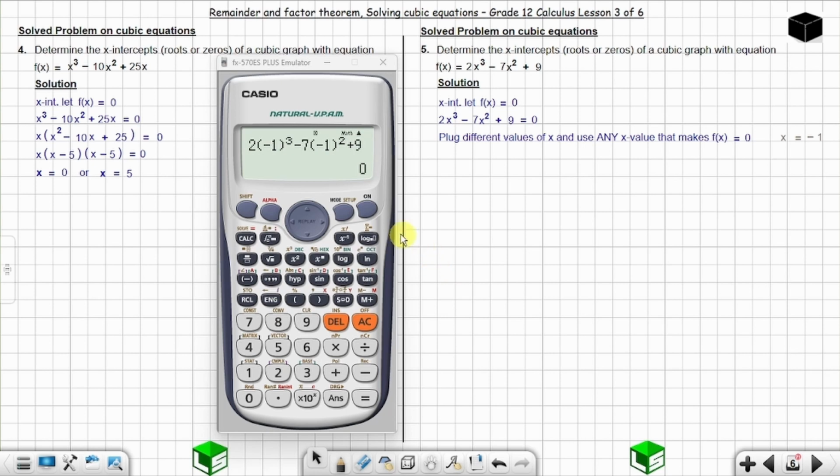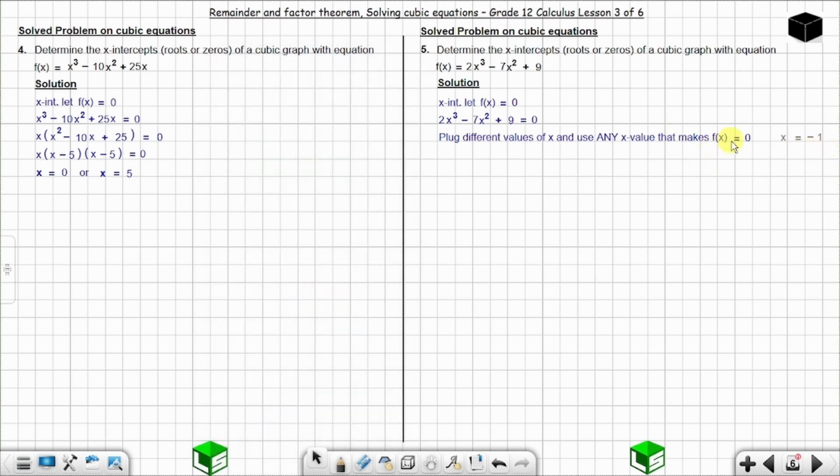You should try 1. Can 1 work? Let me remove the negative. 1 doesn't work because you don't have 0; you have 4. To find the x-intercept, let y equal 0, so you have to get the x value that makes f(x) equal to 0. So −1 makes f(x) equal to 0, so we have to use −1, not 1, because 1 gives you 4.